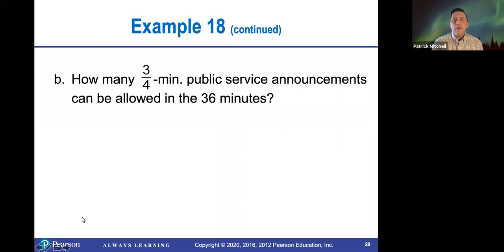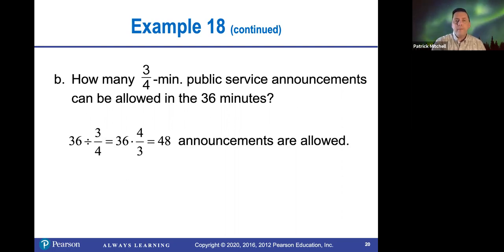How many 3/4 minute public service announcements can be allowed in the 36 minutes? Okay, so this would be an example of 36 divided by 3/4. And of course, dividing by 3/4 is the same thing as multiplying by 4/3. And 36 times 4/3 is 48. So you would be able to do 48 announcements in that 36 minutes.